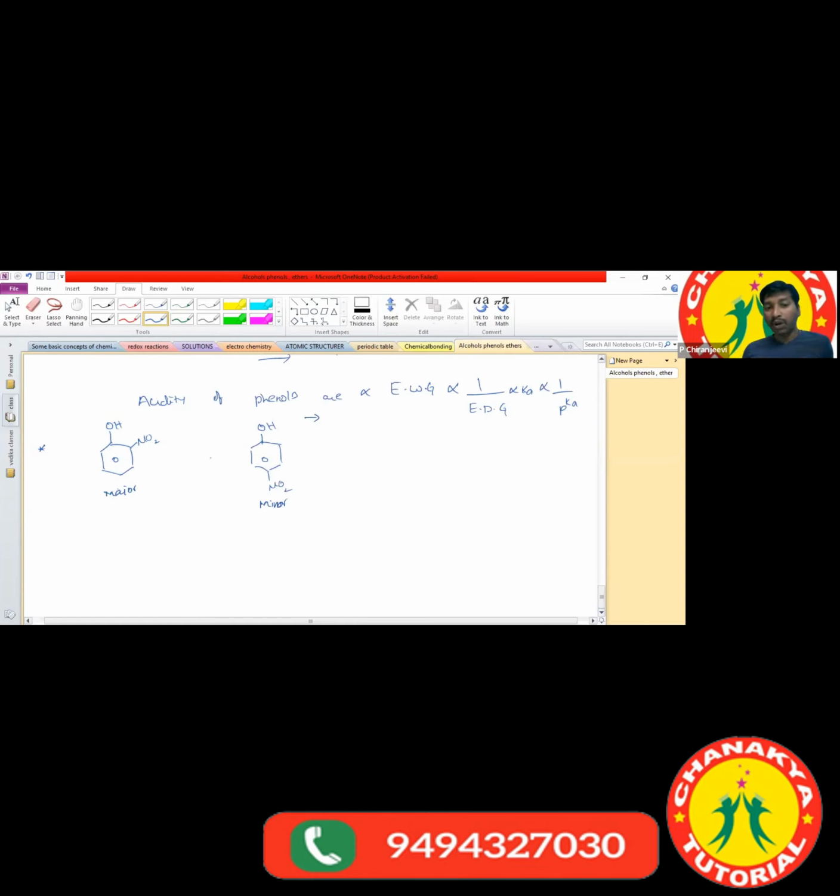How are you going to separate ortho-nitrophenol and para-nitrophenol? What method are we using? Ortho-nitrophenol and para-nitrophenol can be separated by the steam distillation method. Why? Because ortho-nitrophenol has a low boiling point compared with para-nitrophenol. Why does ortho-nitrophenol have the low boiling point? Due to the presence of intramolecular hydrogen bonding.